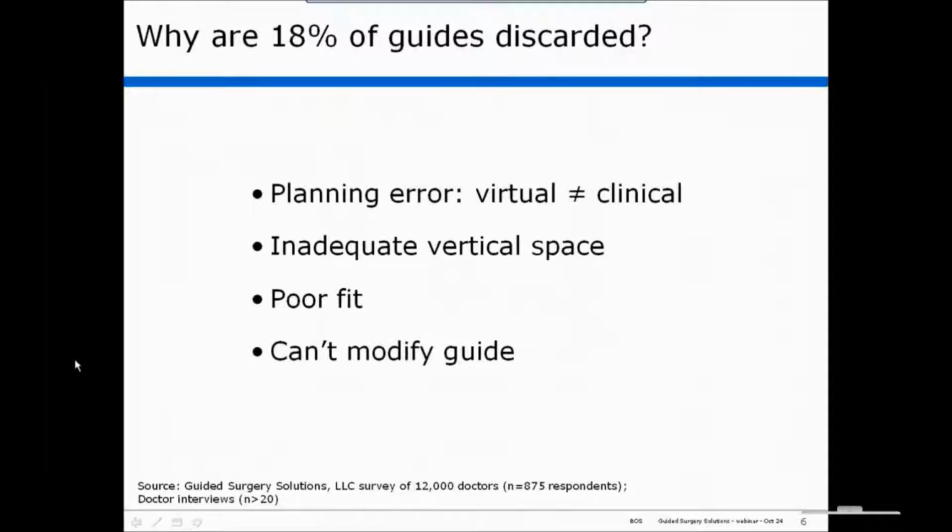Secondly, inadequate vertical space. Sometimes the guides don't fit, poor fit, they rock. And the fact that you can't modify the guide once you have it. If you get to surgery and say, well, I think I'd like the osteotomy a half a millimeter this way or that way, or a millimeter this way or that way, with a tube guide, you cannot change it. Either you go with the trajectory the tube guide gives you, or you can't use the guide.